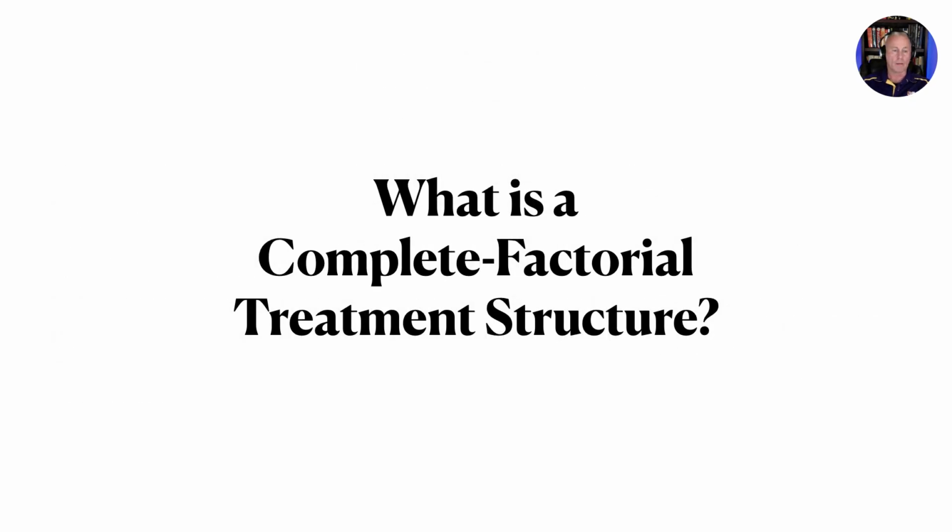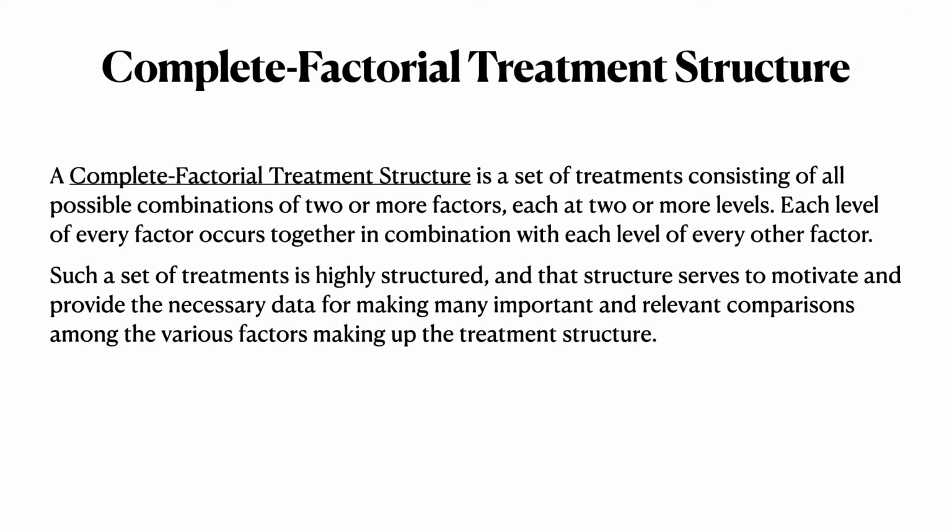So what is a complete factorial treatment structure? A complete factorial treatment structure is a set of treatments consisting of all possible combinations of two or more factors, each at two or more levels. Each level of every factor occurs together in combination with each level of every other factor.